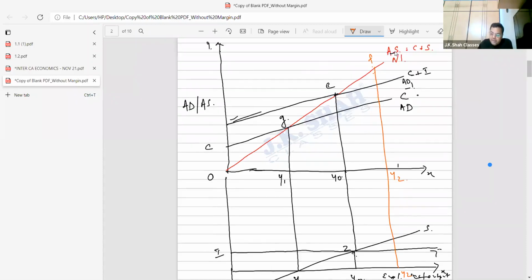Now think and tell me, there's nothing to worry. At point E, aggregate demand is equal to aggregate supply. Mind you, at point E, aggregate demand is equal to aggregate supply. That we can see. What happens at point G? You could make out that your aggregate demand is more than aggregate supply.